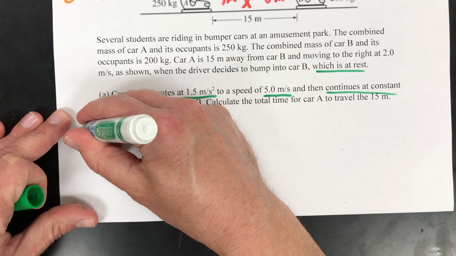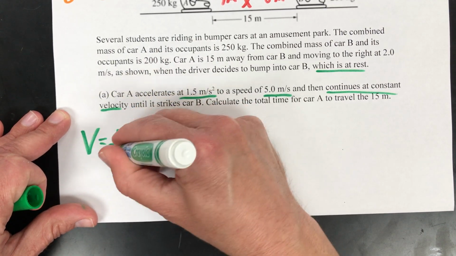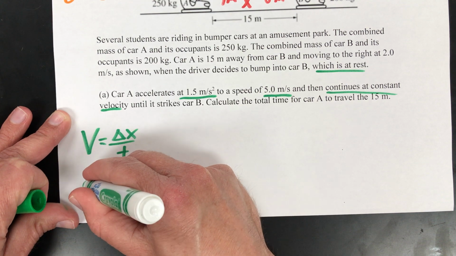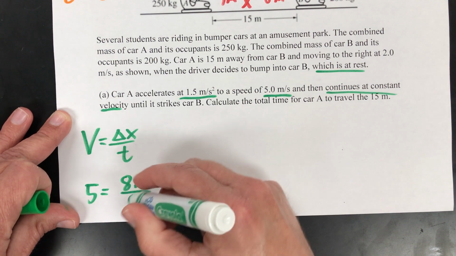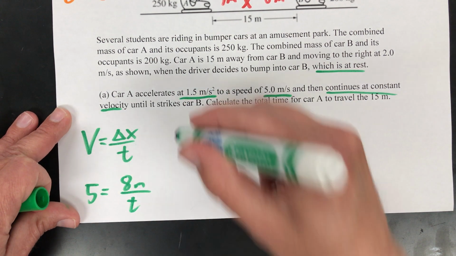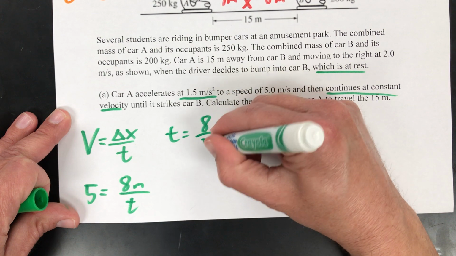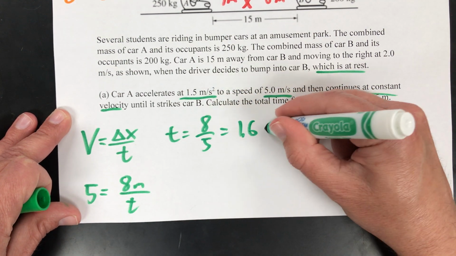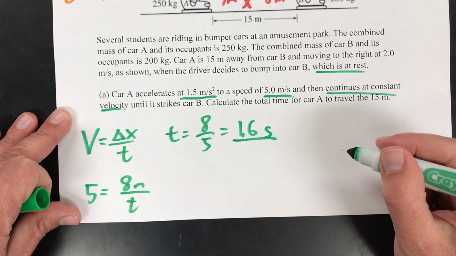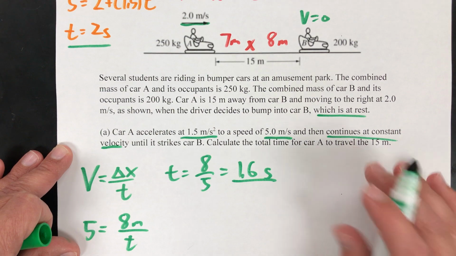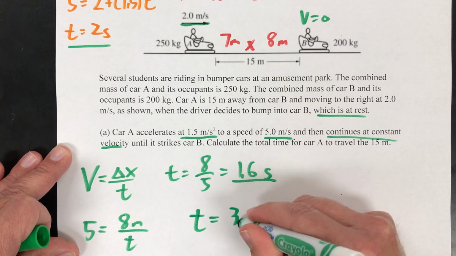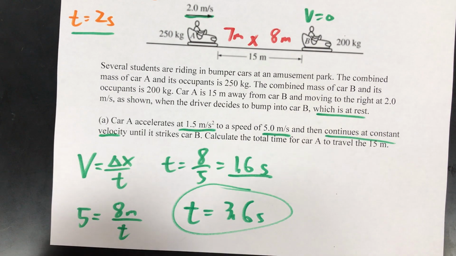So now we can finally find our time. We know velocity equals change in position over time. Our velocity, now that we're going at constant speed, is 5, and the distance we have to go is 8 meters, not 15. So time equals 8 divided by 5, or 1.6 seconds. So 1.6 seconds for the constant speed part and 2 seconds for the accelerating part. Our total time then is 3.6 seconds. That is a lot of math and a lot of different steps to figure out what to do.